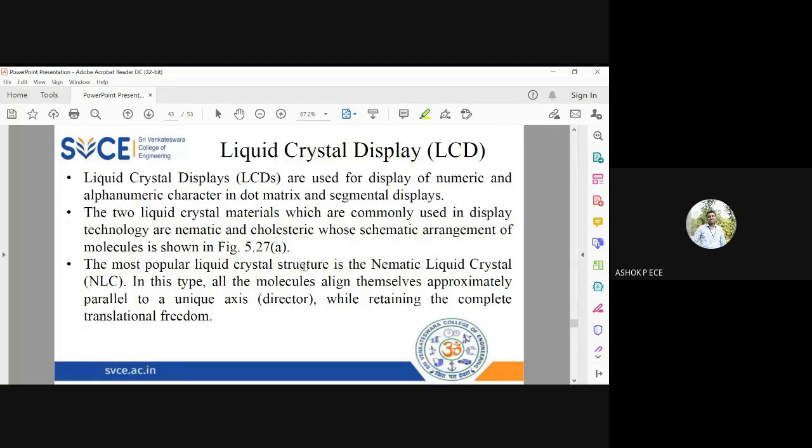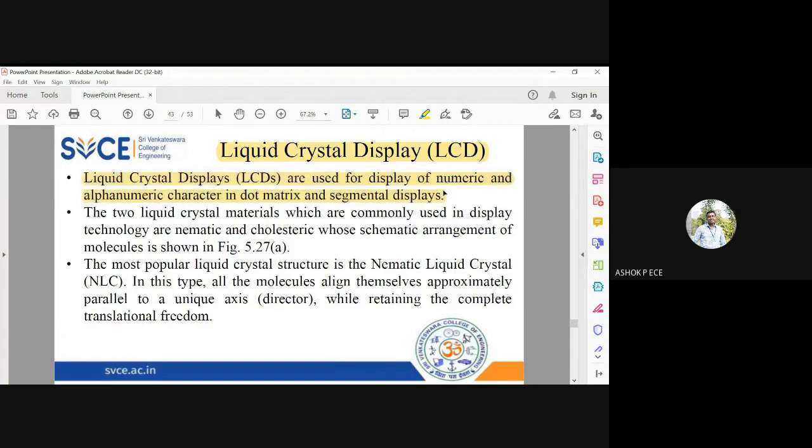So the next one is LCD. Having read about LED, the other common display unit is an LCD. LCD stands for liquid crystal display. Same like LED, LCD is also a medium used for display of numeric and alphanumeric characters.